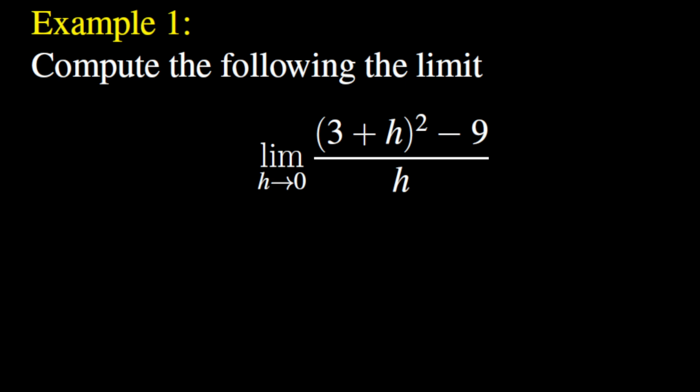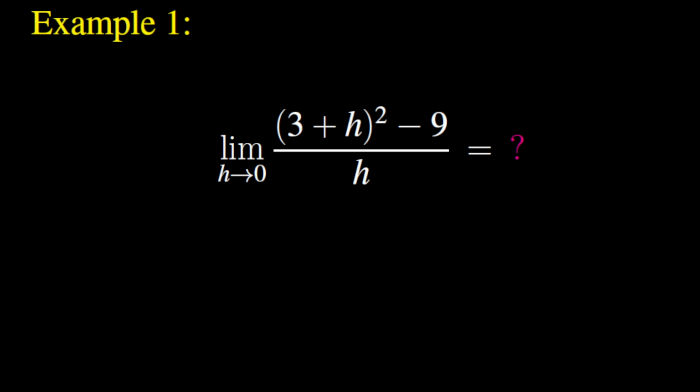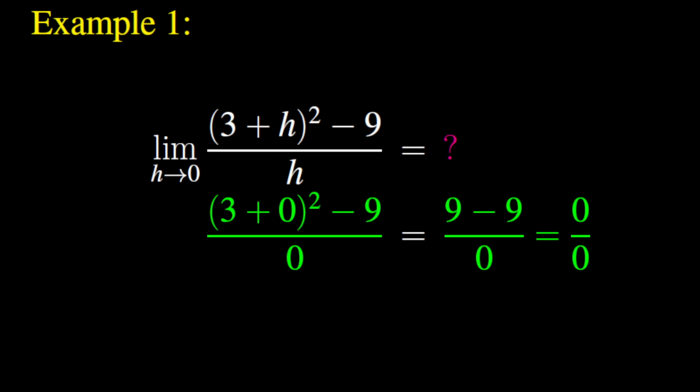In this first example, we are asked to compute the limit as h goes to 0 of the fraction (3 plus h) square minus 9, divided by h. Looking at this function, we see that it is a rational function. Let us first replace h with 0 in the expression and see what we obtain. So when we replace h with 0, the expression becomes (3 plus 0) square minus 9, everything divided by 0. Which is 9 minus 9 divided by 0. Thus we end up with 0 over 0. This is obviously undefined. We cannot divide by 0.